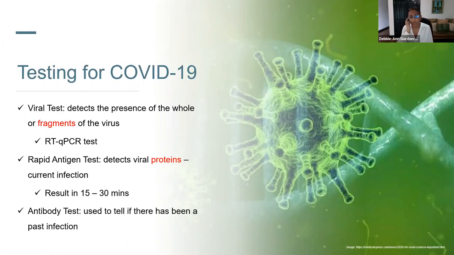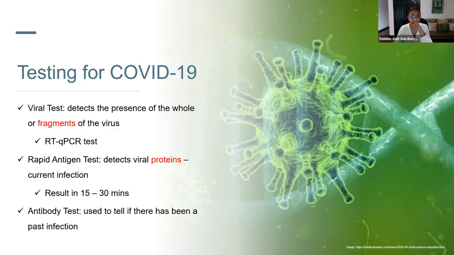The third test, which you've probably also heard about, is the antibody test, and this is a test carried out on blood samples, and it can be used to tell if there has been a past infection. The thing with this test as well is that it could also be negative even when infection is current, if your body has not yet developed antibodies that can be detected in the blood. It may also be positive for other coronaviruses.